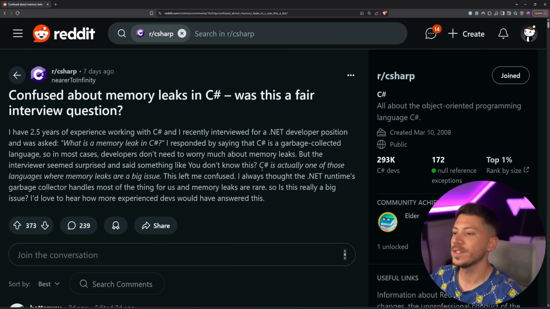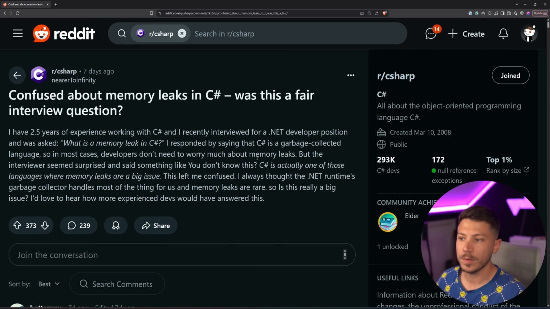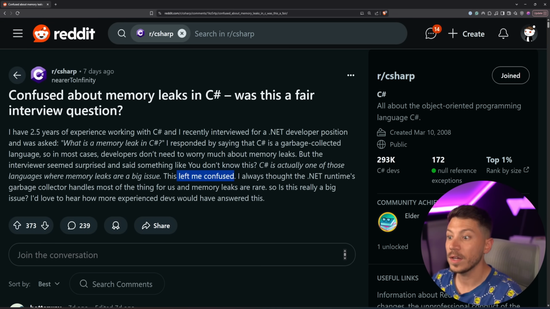Even interop can cause this. But no, I only had a memory leak issue in my career once, and that is like 10 years doing this professionally. It's very rare to encounter them, and this is in a very big context as well, with tens of thousands of requests per second. This left the person confused, rightfully so.